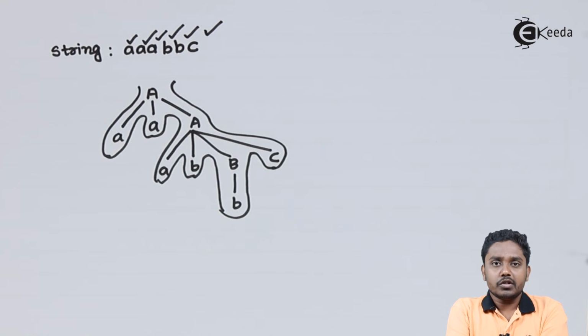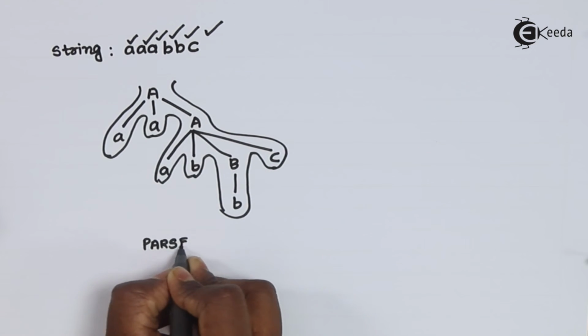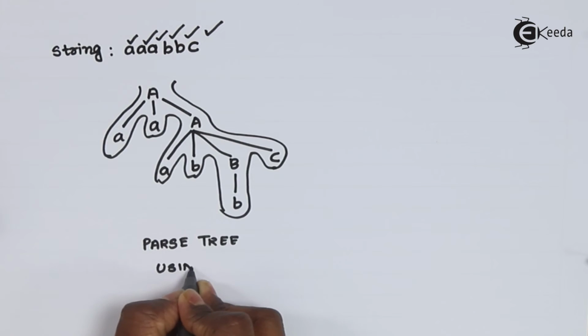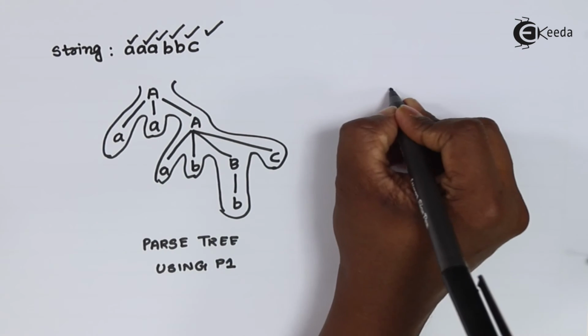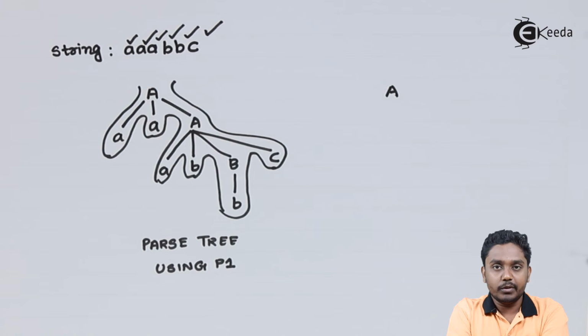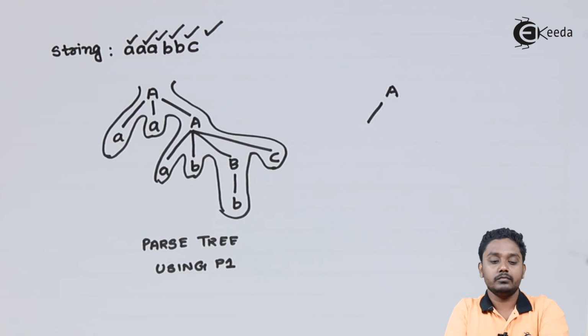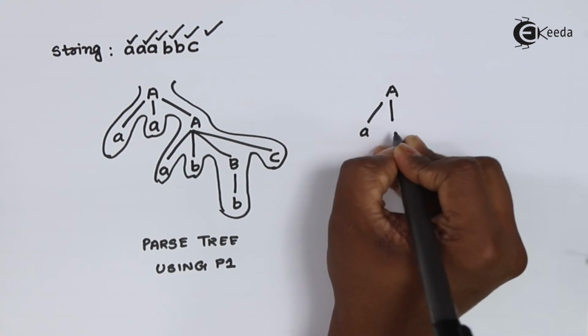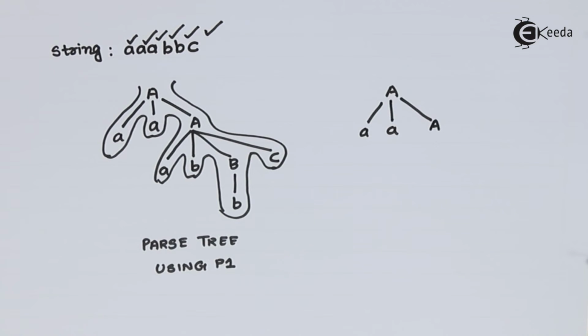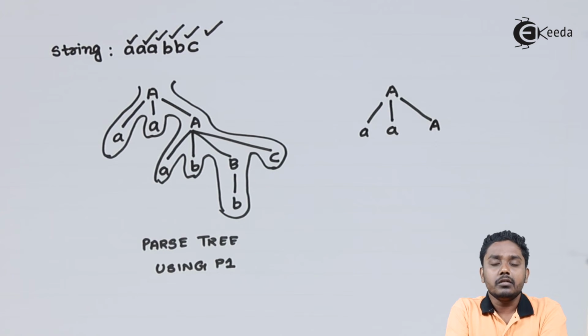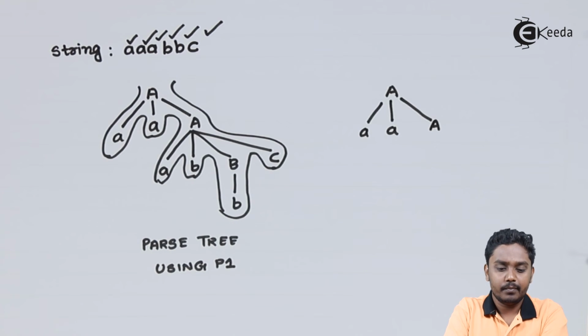Similarly, using the productions of P2, we can derive the same string. Again, A would be the root of the tree. We start with the same production, A produces A. Now we are left with producing ABBC. You will see that ABBC itself is being produced by A in the P2 productions. So we will straight away use that production.